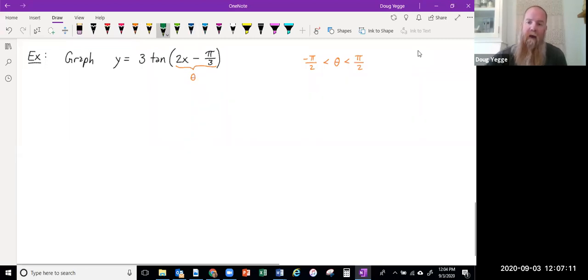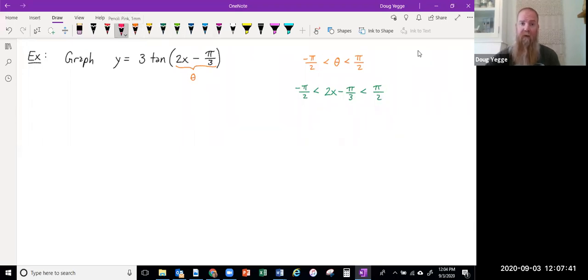And so when we graph, we're going to have to figure out where my new asymptotes are going to be. So now I know that 2x minus pi over 3 is going to have to be between negative pi over 2 and pi over 2. So in a very similar way to what we did with sine and cosine in order to find out what the new period was, we're doing the same thing, only now we're finding the new asymptotes. So we're going to start by adding pi over 3 to each of these quantities.